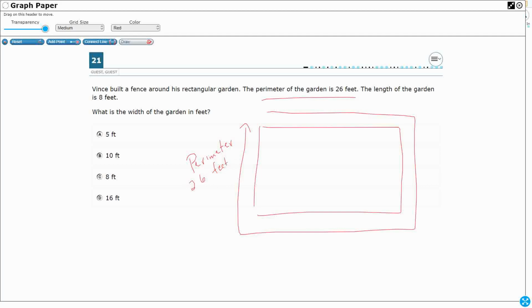The length of the garden is 8 feet. All right, so let's just label this as 8 feet. Okay, so this is going to be my length.